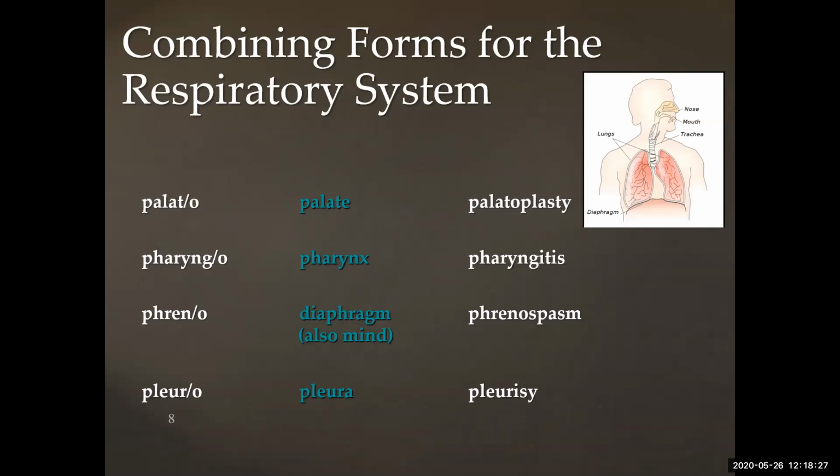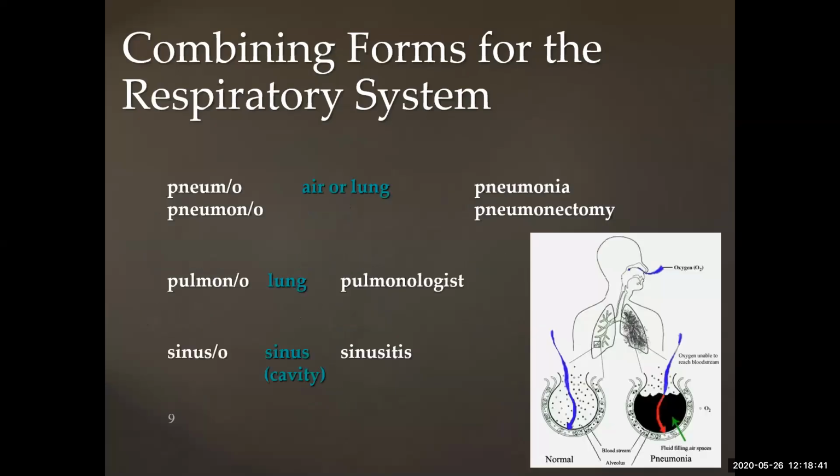Pharynx, pharyngitis, inflammation. Phren is the diaphragm, also mind. So phrenospasm is a spasm of the diaphragm. Pleuro is the pleura or pleurisy, the sac around the lungs. Pneumo or pneumono is air or lung, so pneumonia. So this is pertaining to the lung, and so often you'll see pneumonia, but there needs to be something behind it. So there's an aspiration pneumonia, bacterial pneumonia, what type of pneumonia.